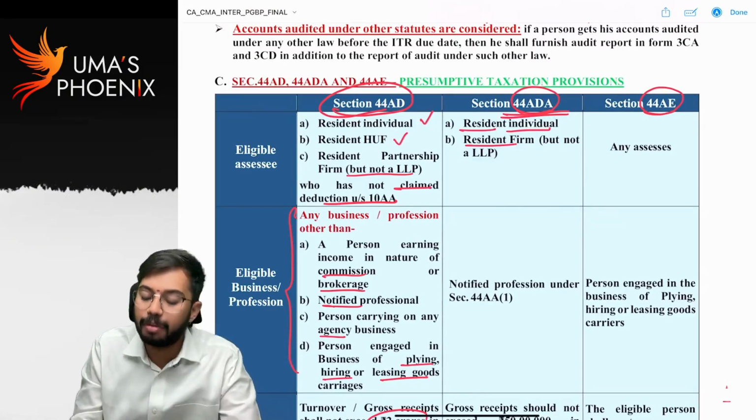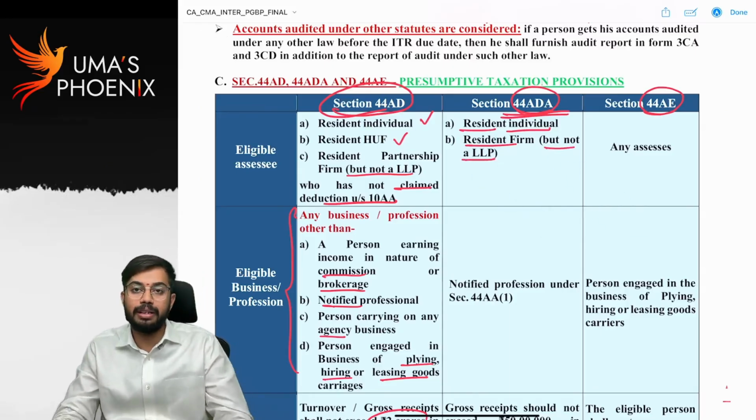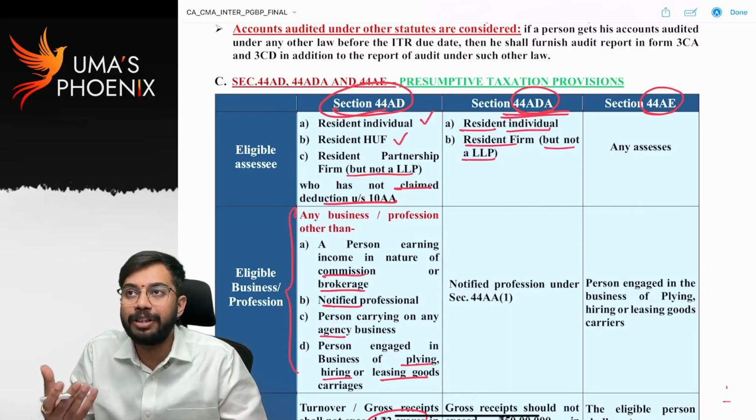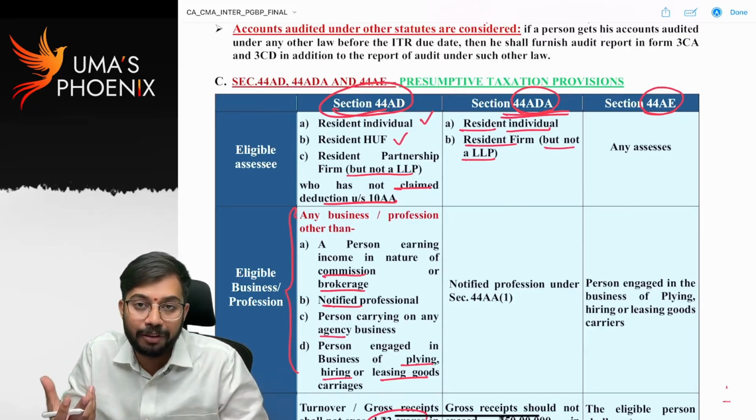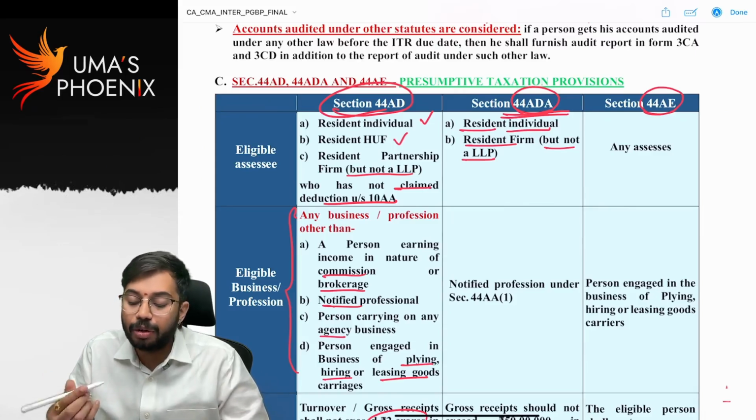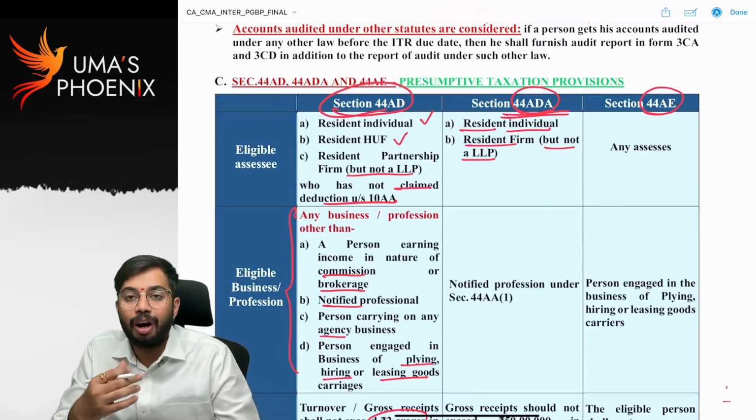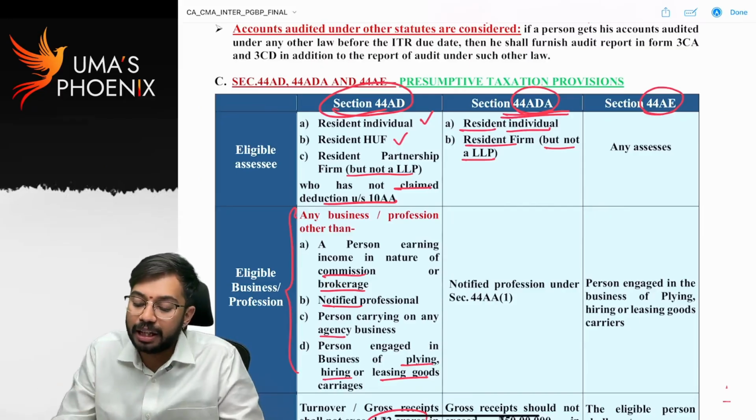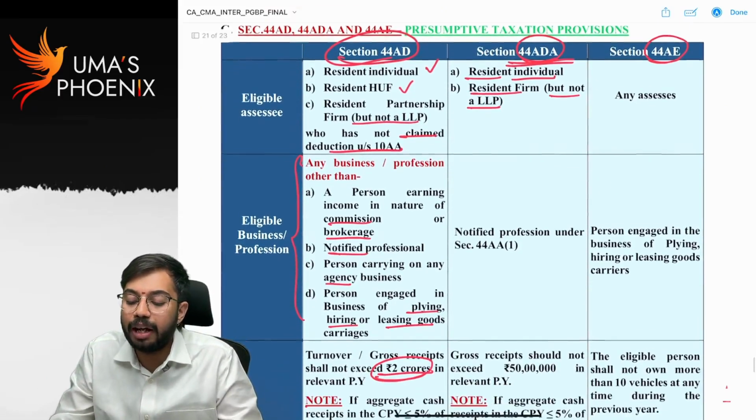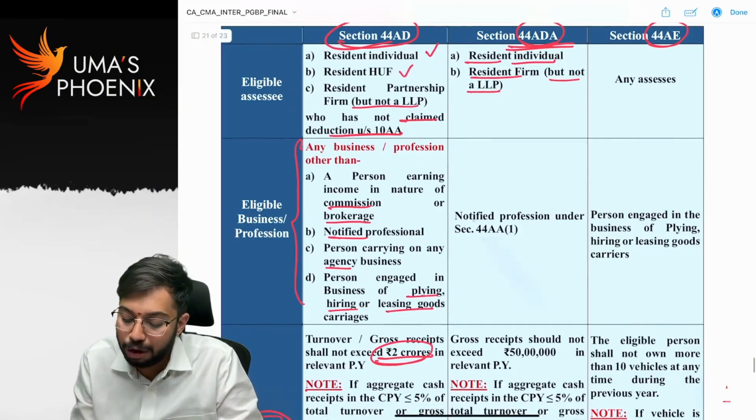A resident partnership firm also can choose 44ADA, but not an LLP. What do you mean by this? See, who can do profession? Artificial persons cannot do profession. So resident individual, resident partnership firm, only natural born persons can be a professional. So either an individual or a partnership firm, a group of individuals together. So resident individuals and resident partnership firms only can choose 44ADA and they should be engaged in a notified profession.